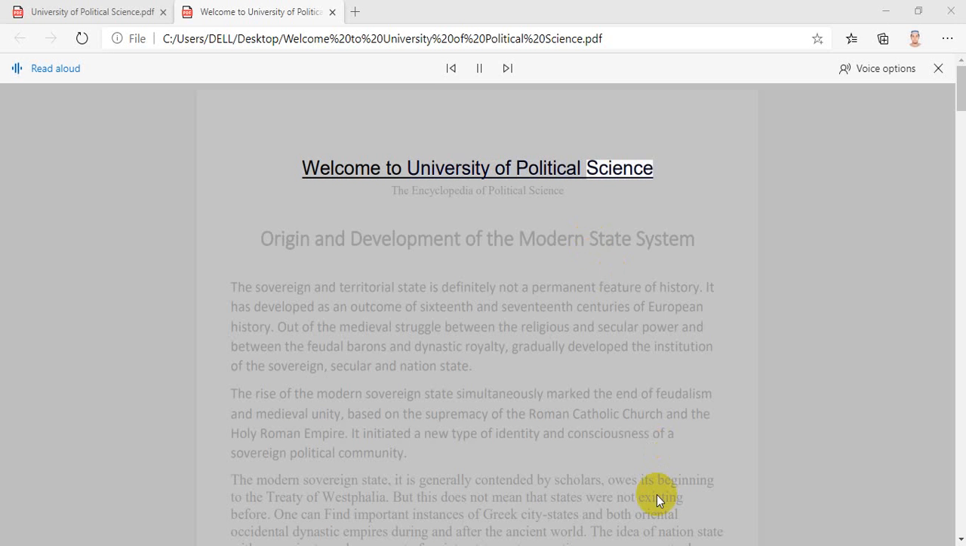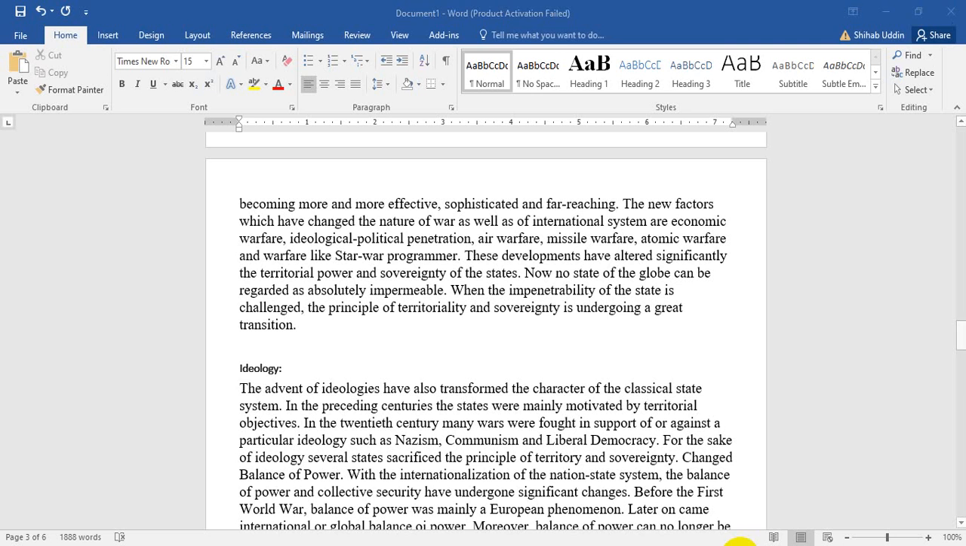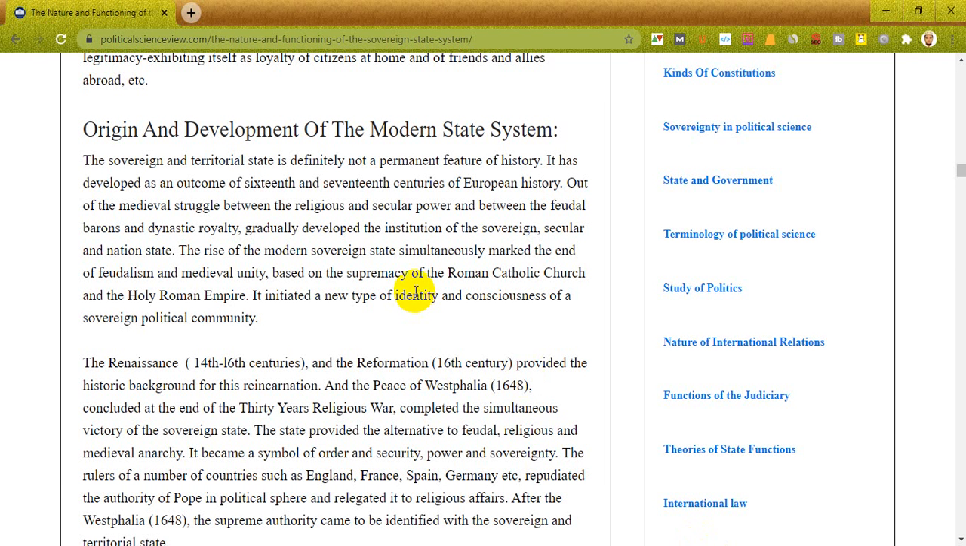History of Political Science. The Encyclopedia of Political Science. Origin and development of the modern state system. The sovereign and territorial state is definitely not a permanent feature of history. It has developed as an outcome of 16th and 17th centuries of European history.